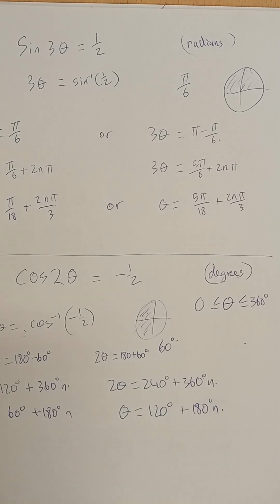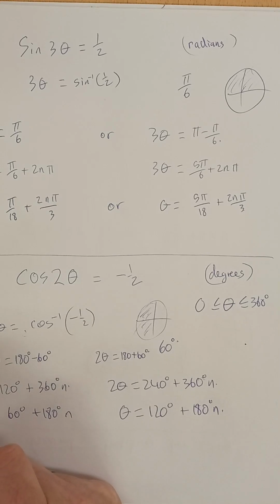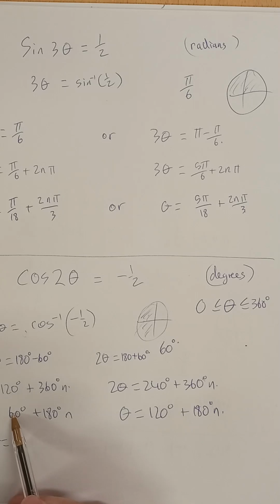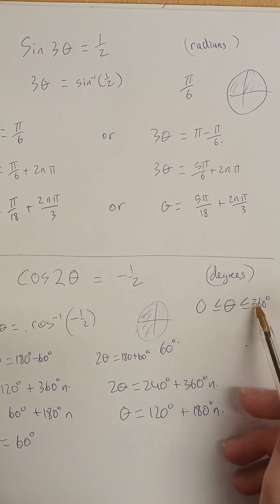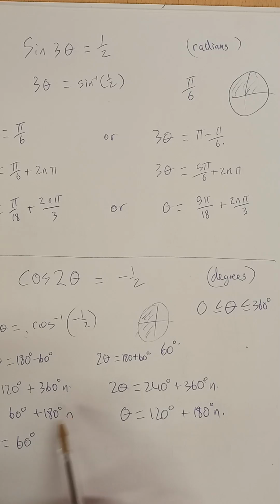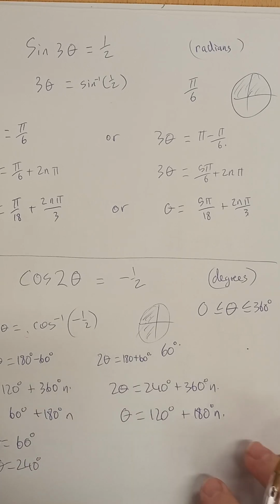Now, how do I get my answers? Well, we're going to have to substitute in a value for n. So we start with n equals 0. And let's see what happens. That will make theta equal to 60 plus 180 times 0, which is 60. So that's okay. That's within this realm. Let's try it for 1. If I put 1 in there, that's 60 plus 180 times 1. That gives me 240. That works.